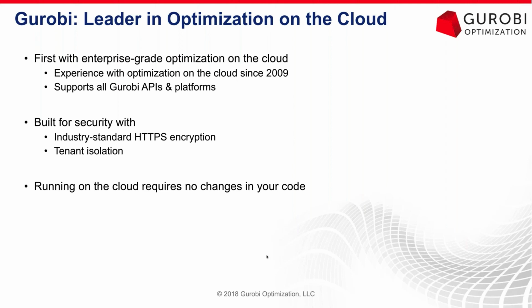It's built with security and using industry standard HTTPS encryption, as well as we isolate each tenant. So if you're running as a cloud customer, you're using a computer that's dedicated to you, and that computer isn't used by any other Gurobi customers. So you're not competing with them for the processor, for memory, and certainly there's no data sharing. So it has a nice amount of security just built in. Also, running on the cloud requires no changes to your code. So anything you would do with Gurobi, you could also do on the cloud.